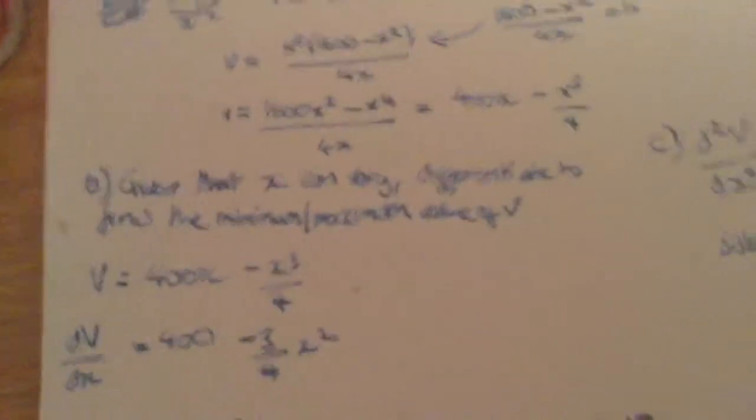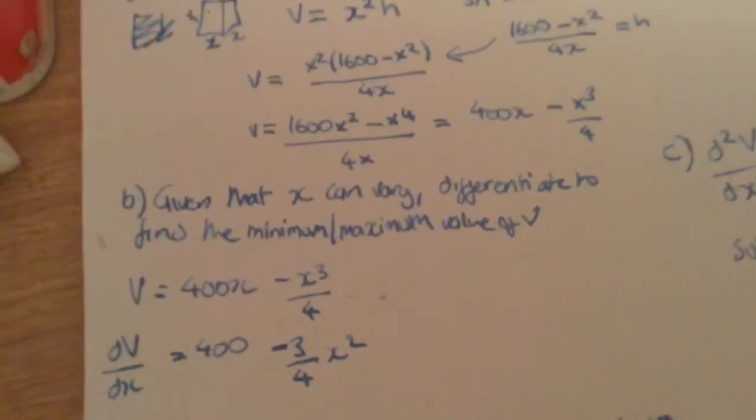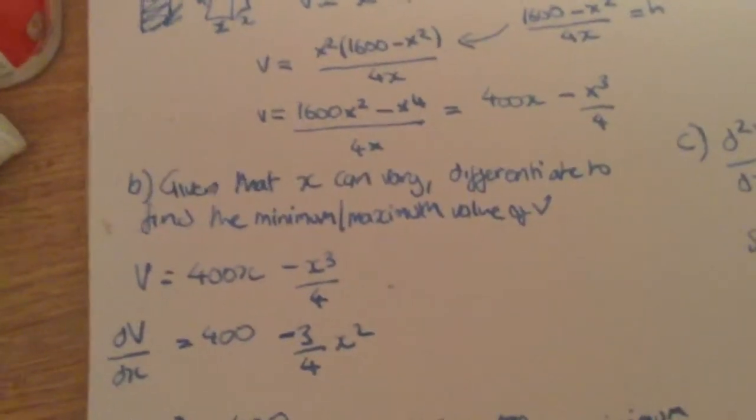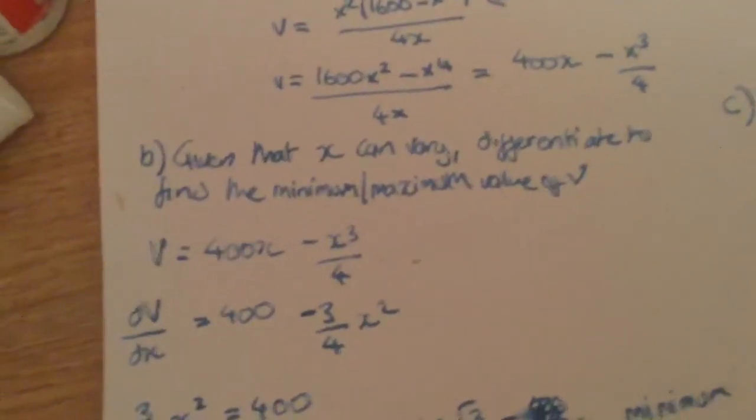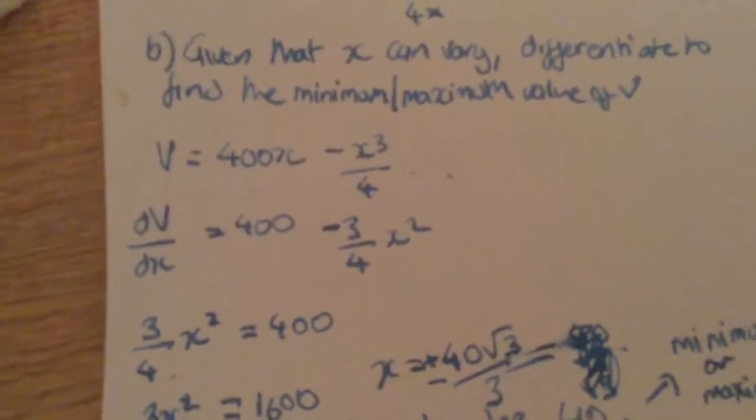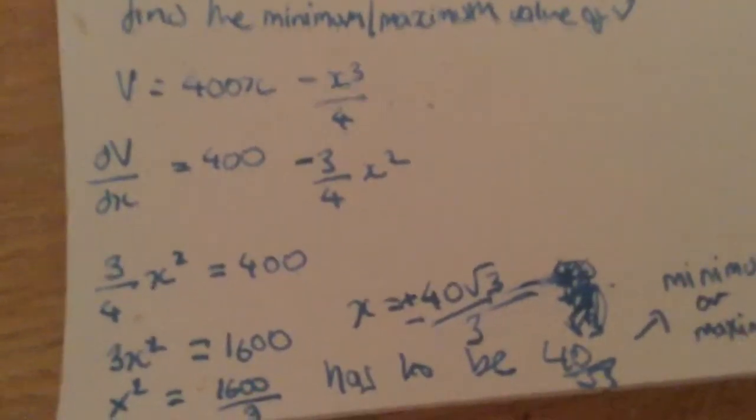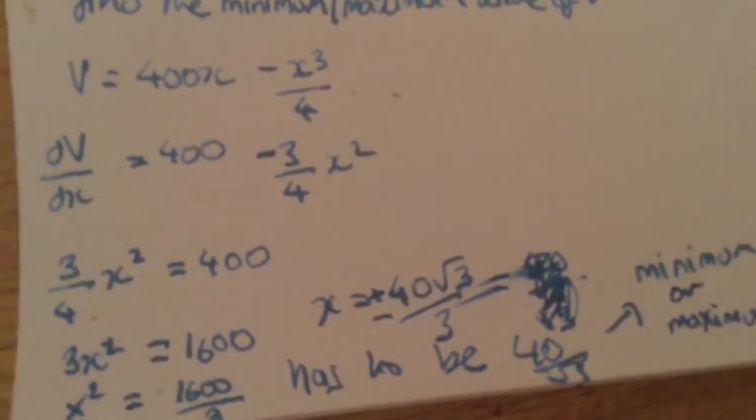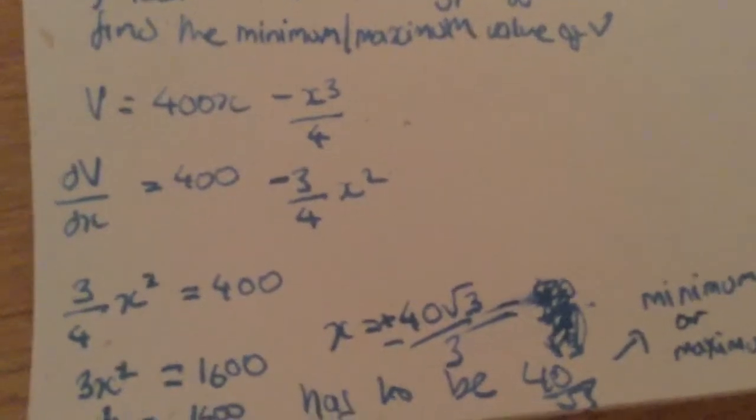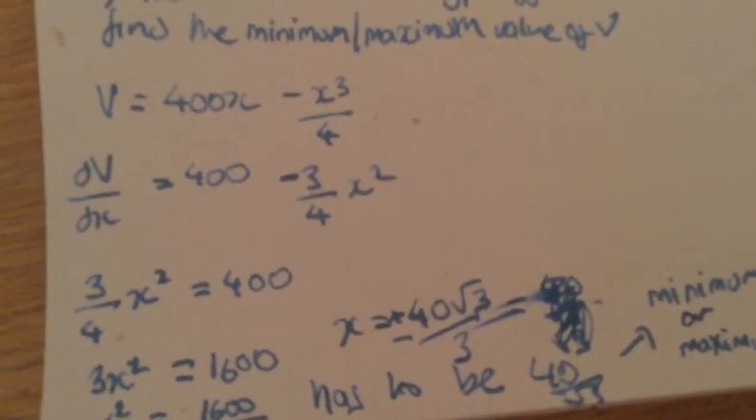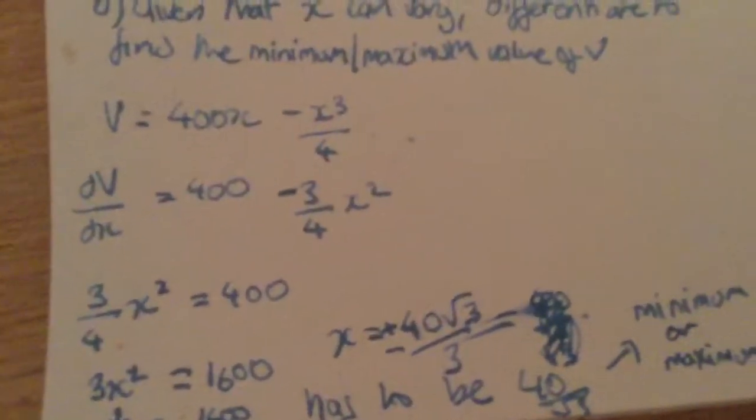Now, you should be able to do part B without part A, really, if you looked at the question. Given that x can vary, differentiate and find the minimum or maximum. We don't know what it is at this stage. This is very generic maths. It's the kind of thing you're actually quite good at. Differentiate, put it equal to 0, which I kind of skipped a step there. Solve for that. You get 2 potential values there. You pick the one that gives you a sensible answer. If I'd picked minus 40 over root 3 there, I substitute that into volume, I get a negative volume. So clearly it's not that one, it has to be this one.